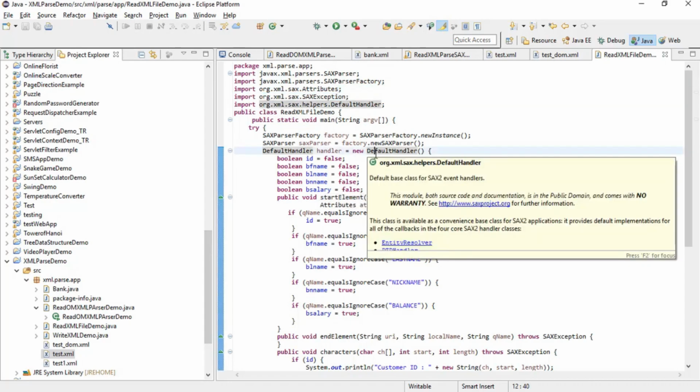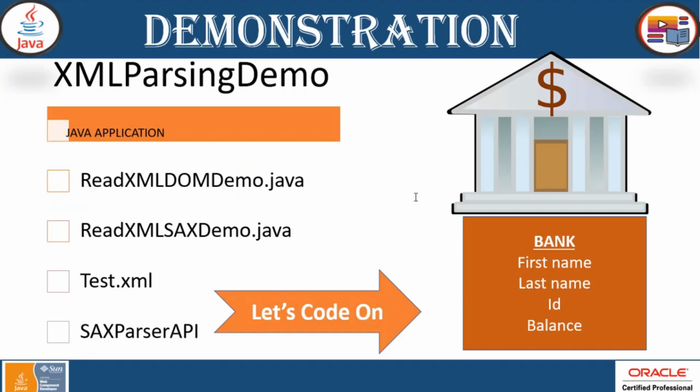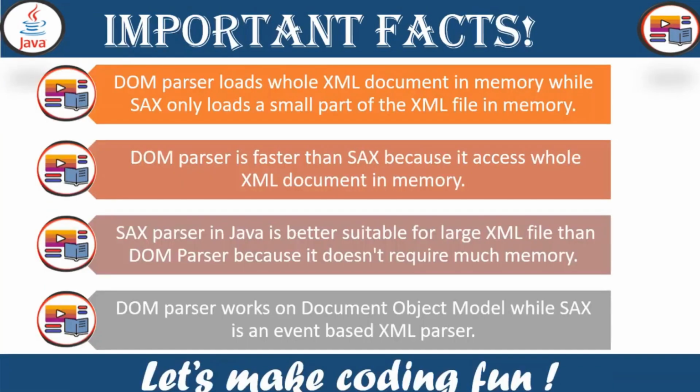This is a live demonstration and implementation of XML parsing using the DOM API and SAX API in Java. So we have seen the live demonstration of XML parsing using the SAX and DOM API. Important facts: the DOM parser loads the whole XML document in memory, while SAX only loads a small part of the XML file in memory.